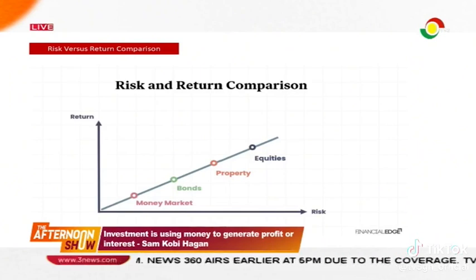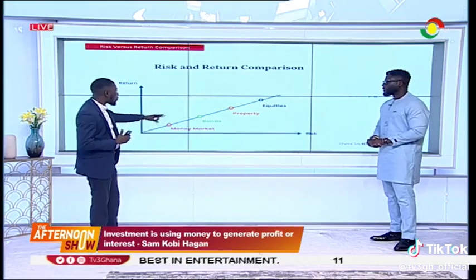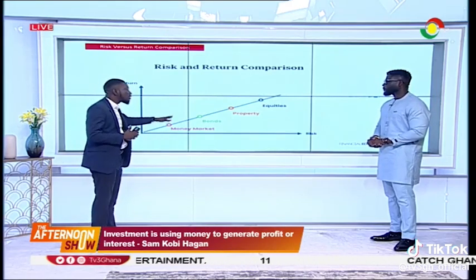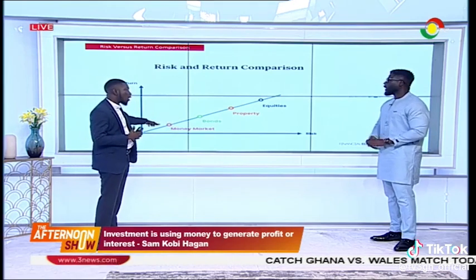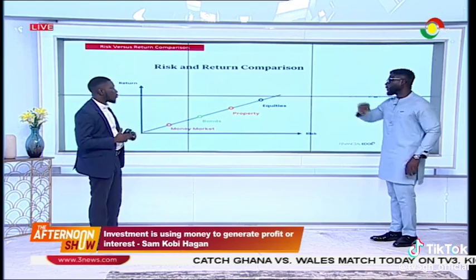So if you are looking for an investment that will fetch you more return, like equities, you could see that equity is at the higher return margin, therefore higher risk. And then if you also look at bonds and money market like treasury bills, fixed deposits, it's lower. Therefore, the returns are also lower. Are you going to explain these investments to us? We will go into that.